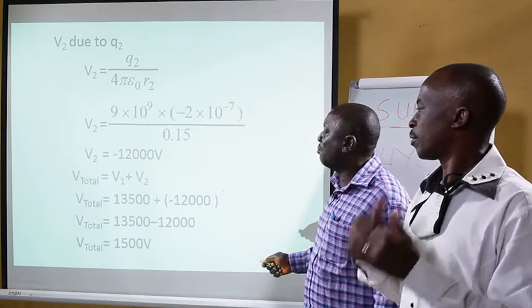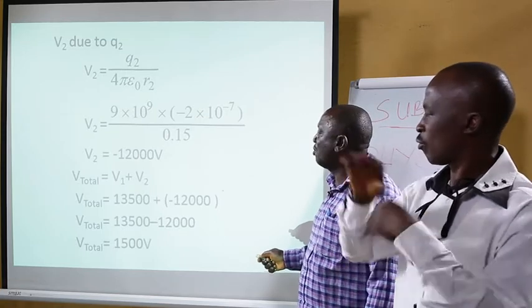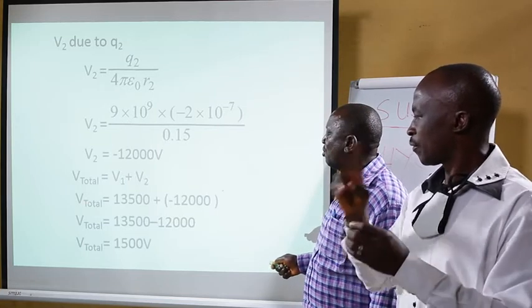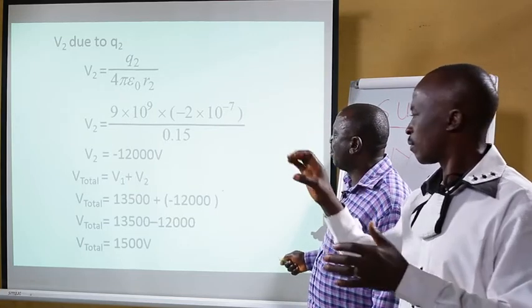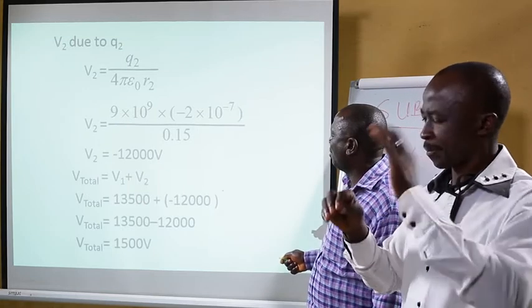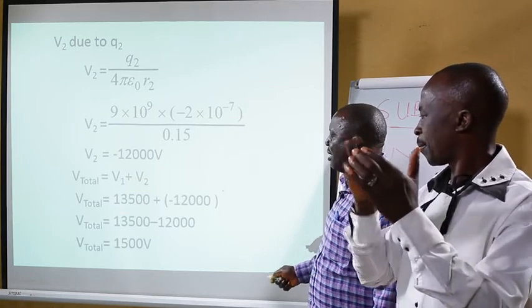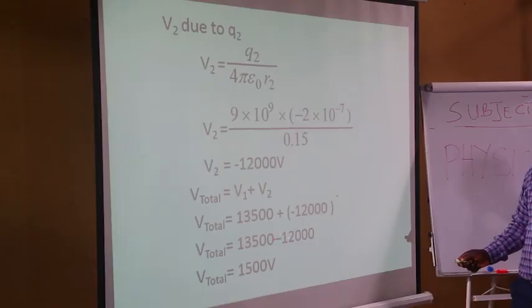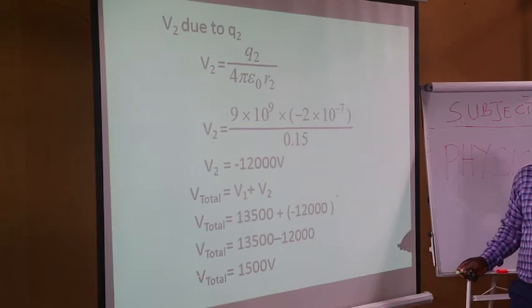Now our total potential, V total, will be equal to V1 plus V2. So we have V total equal to 13,500 plus bracket minus 12,000. That will give us V total equal to 13,500 minus 12,000, because if we open this bracket, plus times minus will be minus. So therefore, V total will be equal to 1,500 volts, and that is our answer.